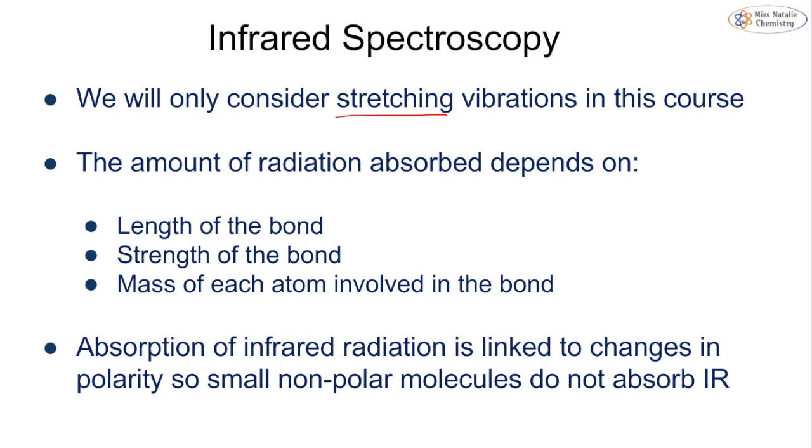The amount of radiation that is going to be absorbed will depend on 3 things. It can depend on the length of the bond, the strength of the bond, and the mass of the atom involved in the bond. Now, because we've got these specific factors that have an effect on the amount of radiation that is absorbed, we can then start to look at characteristic absorptions. So specific functional groups, because of the bonds that they have with their specific lengths, strengths, and atoms, are going to have a very specific absorption, and we can use that to our advantage in this type of spectroscopy.